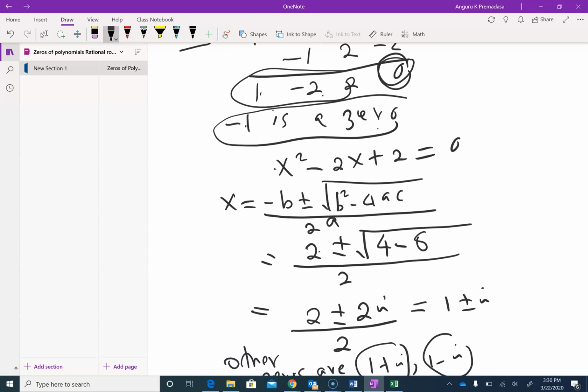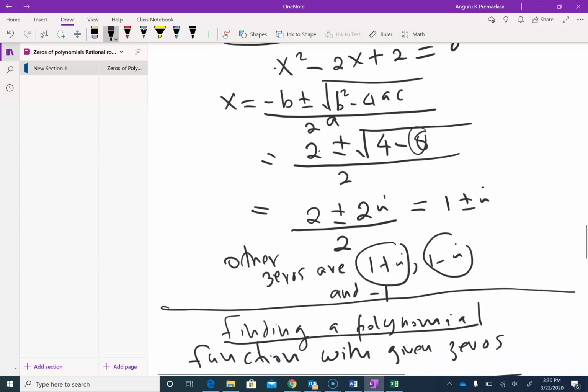So when we use the quadratic formula, we get this: negative b would be 2, b squared will be negative 2 squared, which is 4, minus 4 times a, which is 1, times c, which is 2, which is 8. So 4 minus 8, we get negative 4. The square root of negative 4 is 2 times the square root of negative 1, which is i. So 2i, and then the 2 cancels off, and we get 1 plus or minus i. So the other two zeros are 1 plus i and 1 minus i.